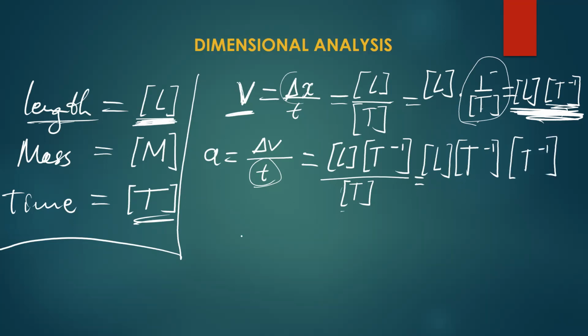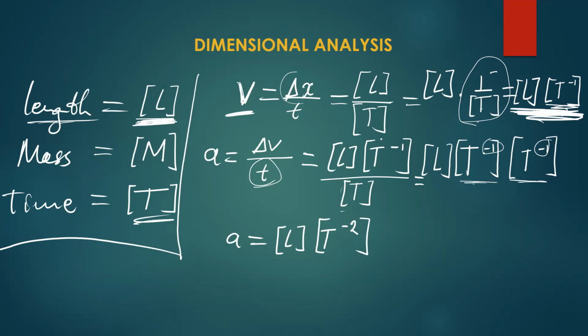So whenever you are multiplying two indices with the same base, what do you do? You add the powers. So let us add the powers there. So we have L, and then we have T there. So we add the powers negative 1 and negative 1. When we add, we get negative 2. So these are the dimensions of acceleration. So now, this is how you derive the dimensions in dimension analysis.